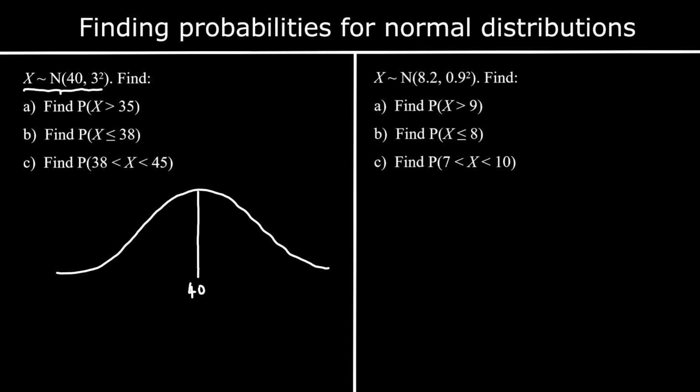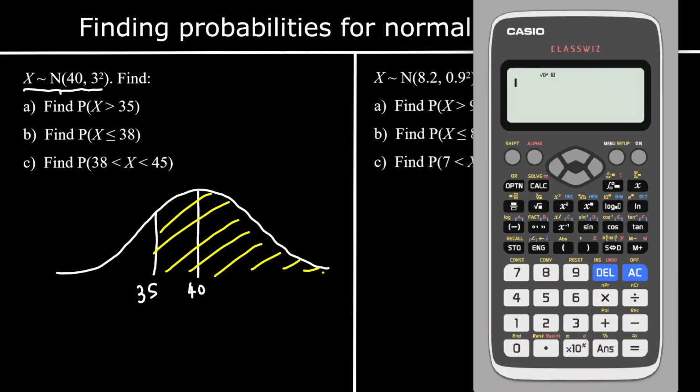But we need to find the probability that x is greater than 35 now. So greater than 35, that means everything on this side. We're going to use the calculator to work it out. So if we look at a calculator, I'm going to press Menu, Distribution, and Normal CD, Normal Cumulative Distribution. We need to put in a lower and an upper. So it's everything bigger than 35. The lower is 35. The upper, we have to put in something. So I'm just going to put in a really big number.